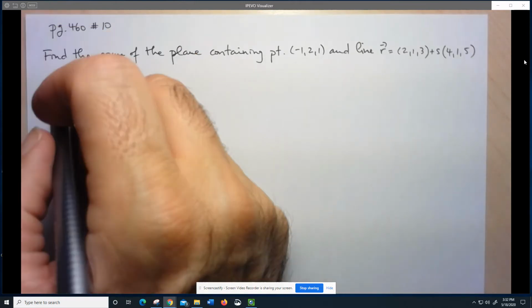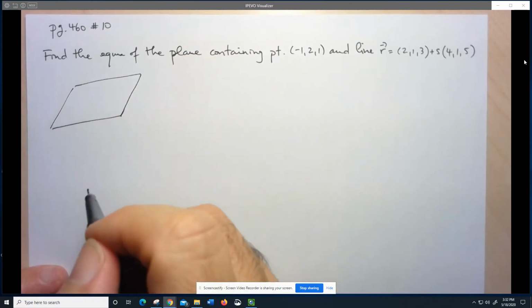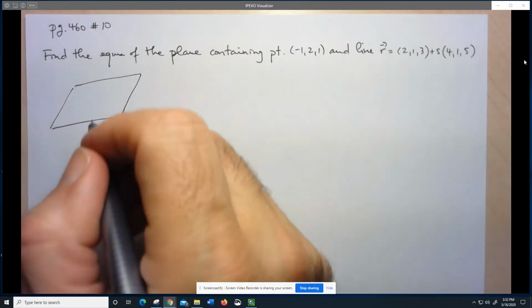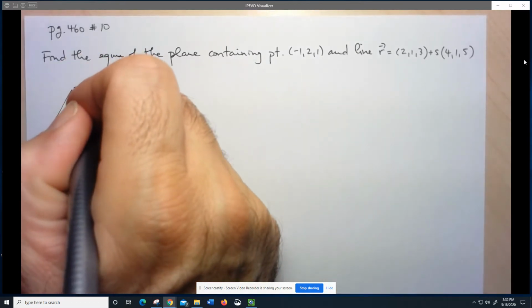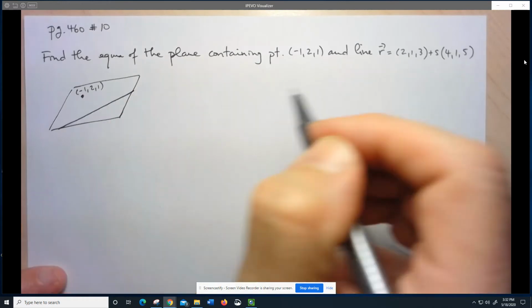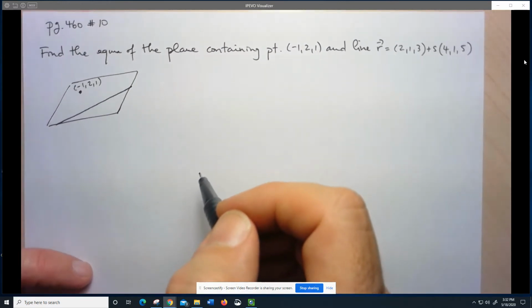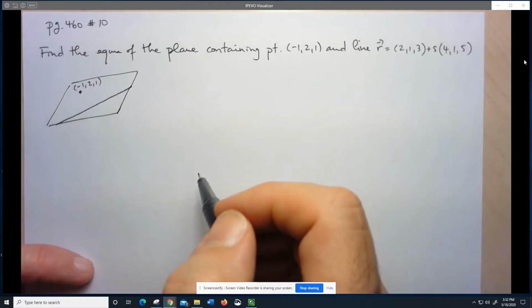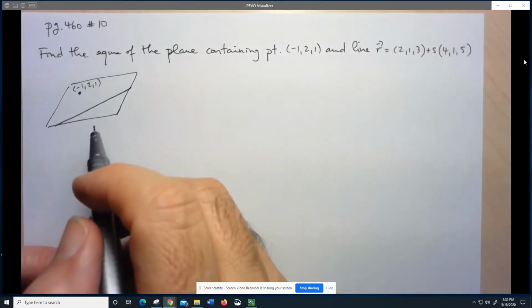All right, so let's take a look at what we have. If we let this represent my plane, this plane contains the point (-1, 2, 1) and the line given by this equation here. If I want to find the vector equation of this plane, the first thing I want to do is to determine a point and two direction vectors.